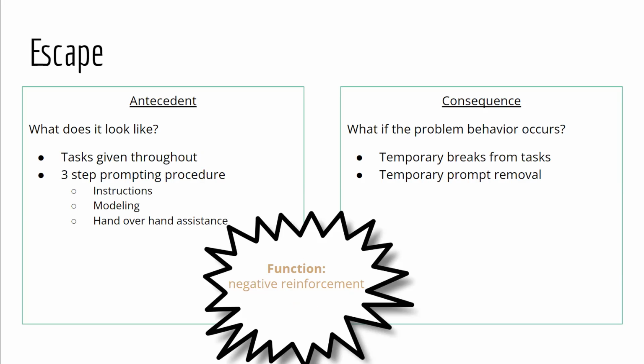Escape is the next condition. And in this particular setting, an individual would be given tasks continuously using a 3-step prompting procedure where you first give instructions, you model, and then you provide hand-over-hand assistance to complete a task. If the problem behavior occurs in this setting, well, we would remove the task or the prompt at the time for a temporary amount of time. If we notice that the escape condition produces a high level of behavior, we can conclude that the function of the behavior would be negative reinforcement, as we would be removing the task or demand at that time.